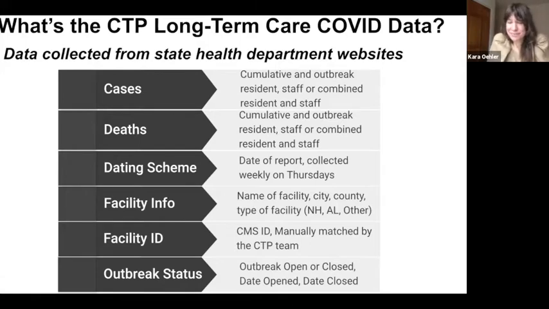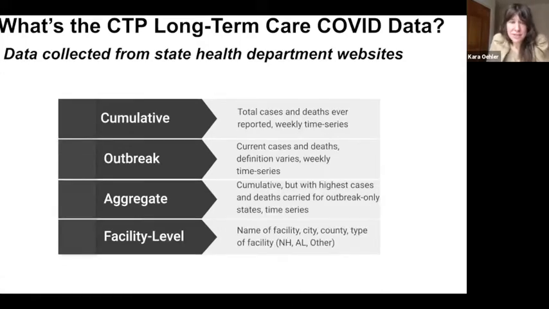Next slide. We run 4 data sets for the long-term care COVID tracker. We have cumulative, which is total cases and deaths. We have outbreak, which is active. We have an aggregate, which is basically cumulative. And then if states only report outbreak, such as Florida only reports outbreak cases, then we carry the highest case count ever, which is a drastic undercount, but at least a closer representation than outbreak. And then we also have a facility level data set for every state that provides that data, going back to May 28th when we started gathering data.